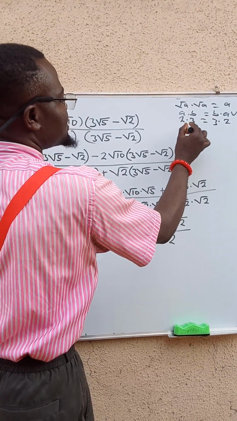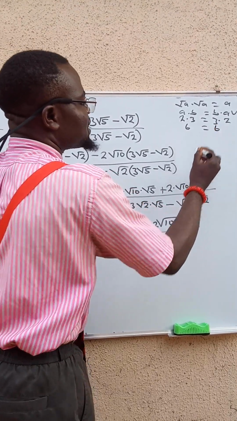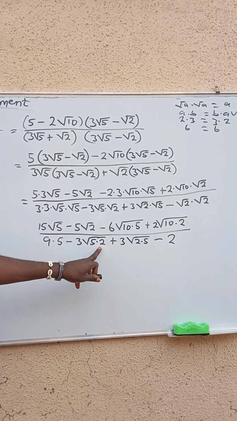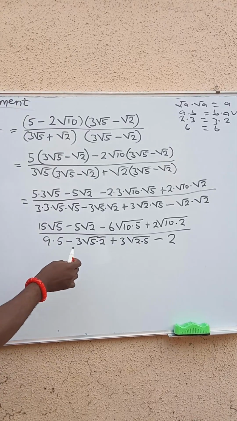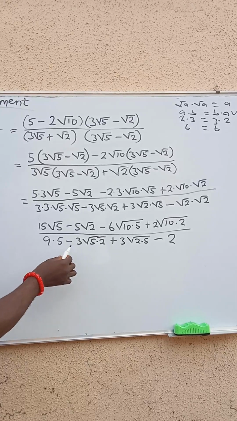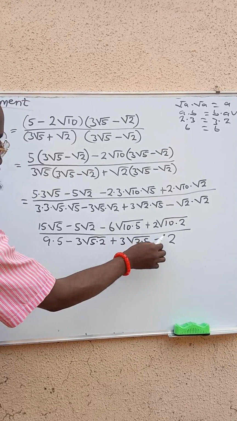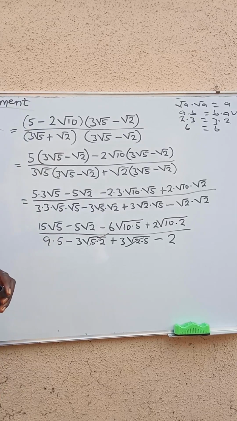Because 2 times 3 is 6, and 3 times 2 is the same thing as 6. So this very one here, 5 times 2 and 2 times 5 is the same thing. Since it's multiplication, I have 3 here, I have 3 here. This is minus 3 root 5 times 2 plus 3 root 2 times 5. So this has taken care of this, right?